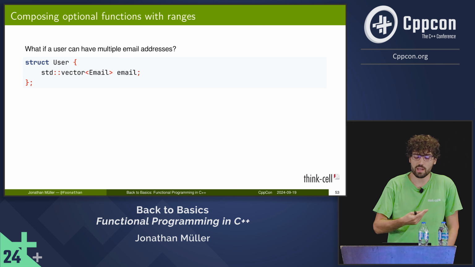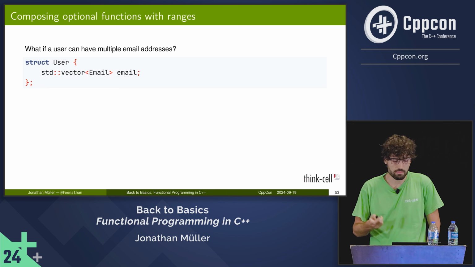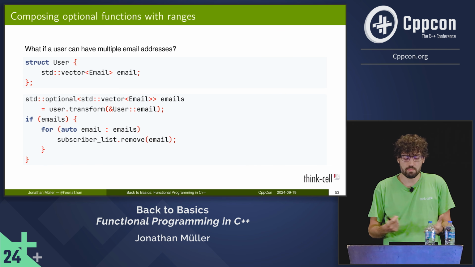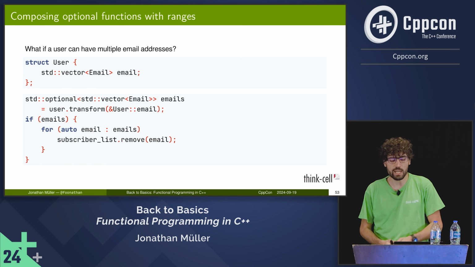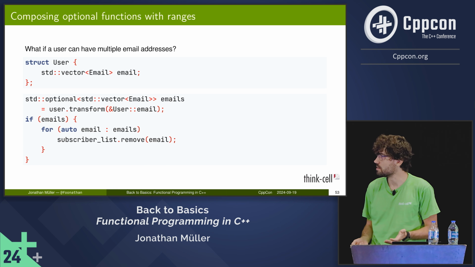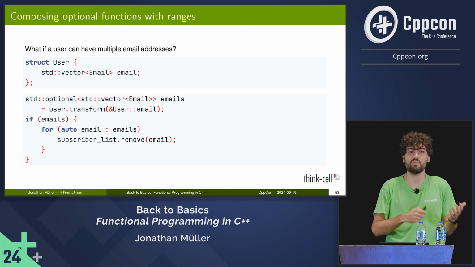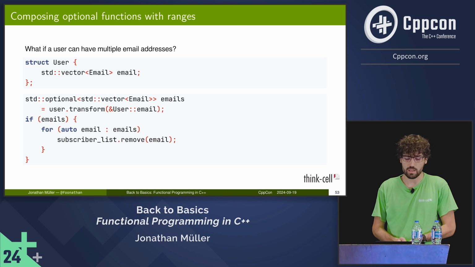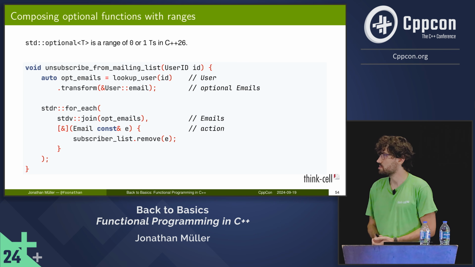Now, a user can have multiple email addresses, let's say. So a user actually contains a vector of emails. And then when we call the transform, we get an optional vector. And then we need an if and a for loop. And again, this is a bit clunky, because we don't really want an optional vector, we just want a vector. And that vector should be empty if you didn't have a user. Luckily, this is going to be really easy in C++26.